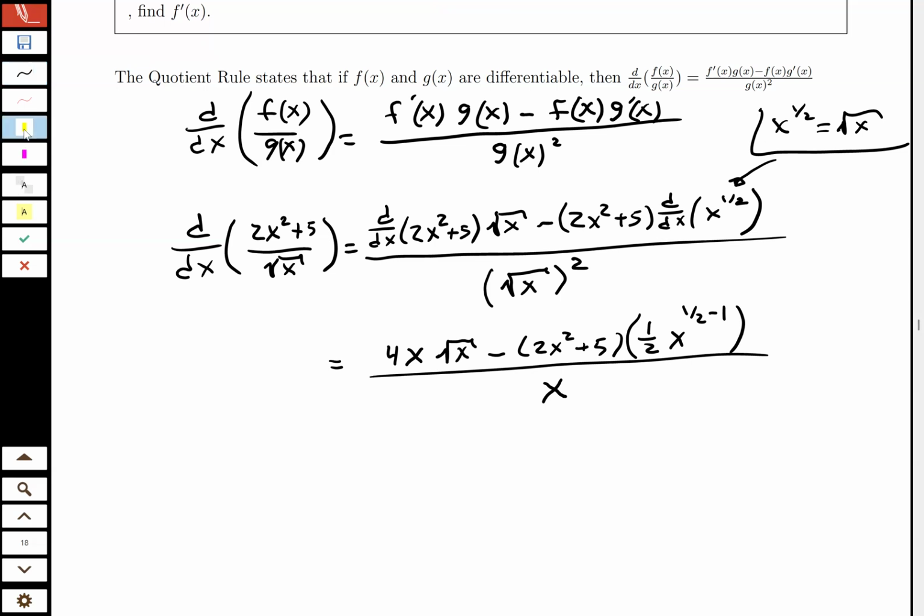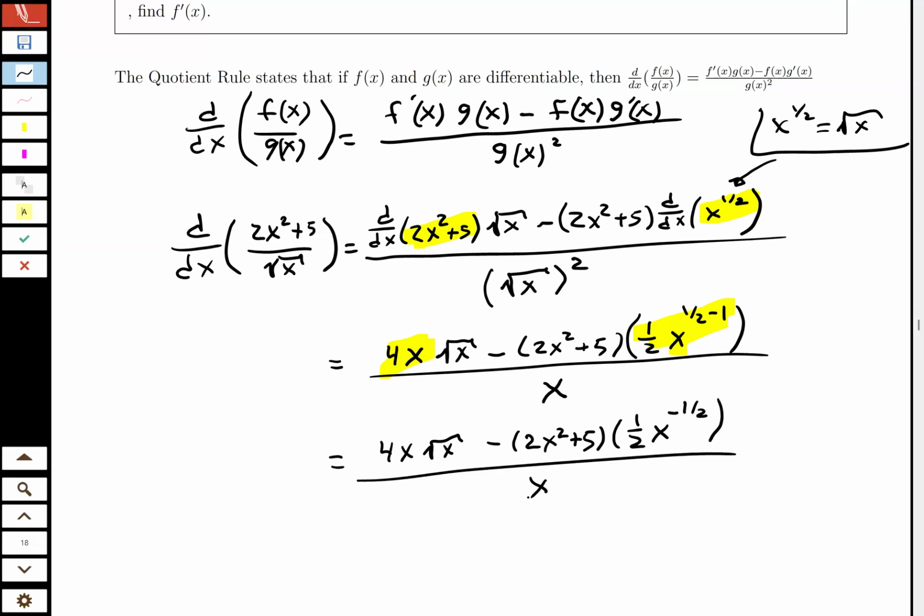So what I've done here, I had the derivative of the top and the derivative of the bottom. And I'm putting those inside of my quotient rule. Now, technically I'm done. I'm just going to make this a little bit nicer because 1/2 minus 1 gives me negative 1/2 for that power. So I have 4x root x minus 2x squared plus 5 times 1/2 x to the negative 1/2 power all over x. I found the derivative here. It's a messy looking derivative, but hey, it works.